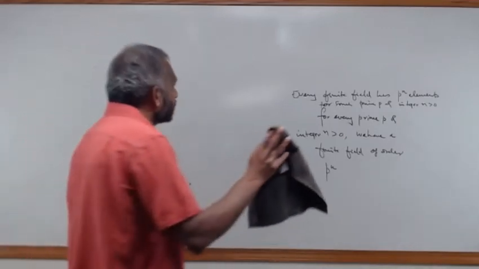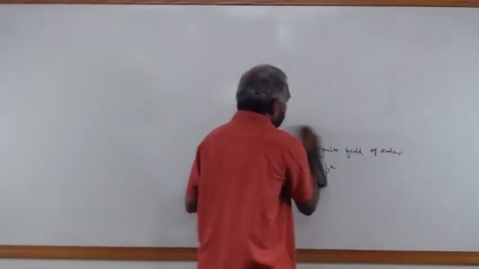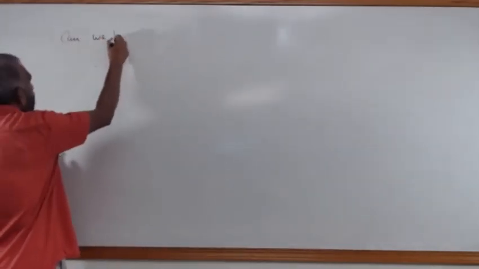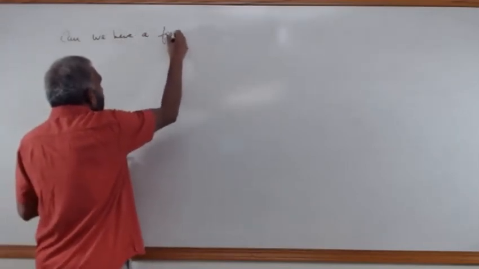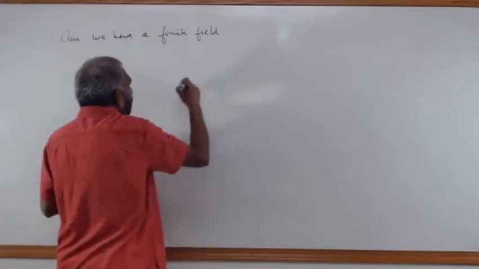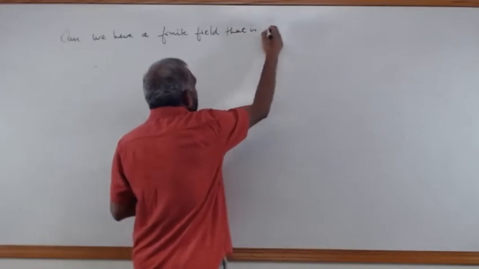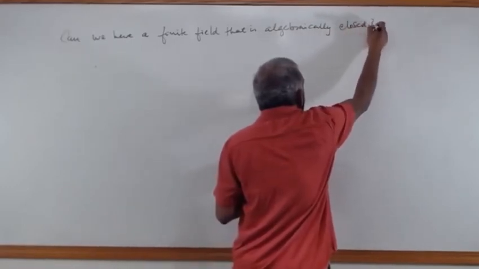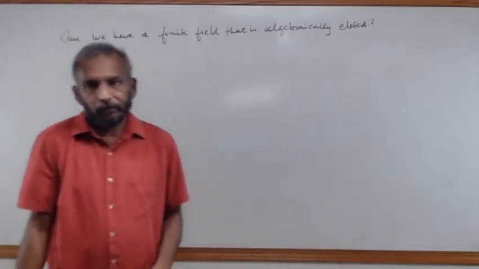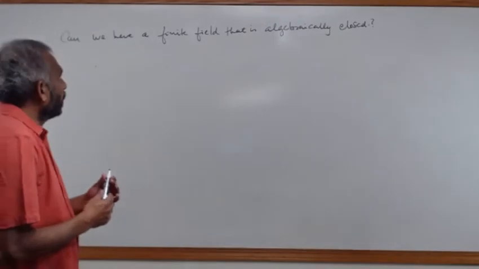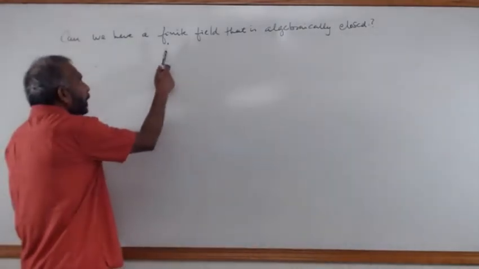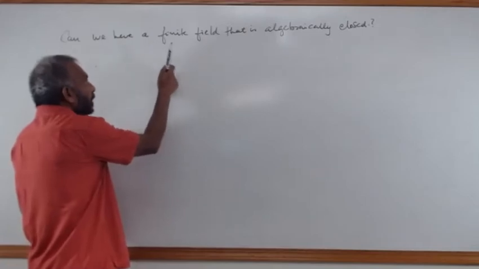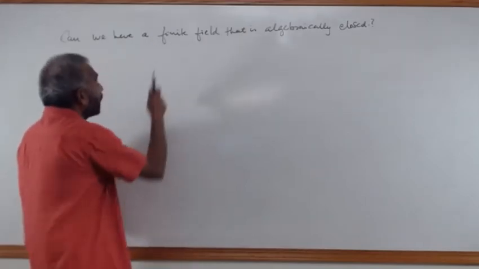Our next question is, can we have a finite field that is algebraically closed? Meaning, if you take a finite field, every polynomial in that finite field should have a 0 in it. So you should not have any irreducible polynomial.